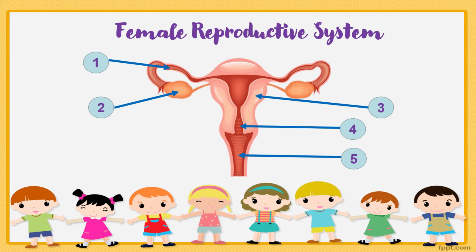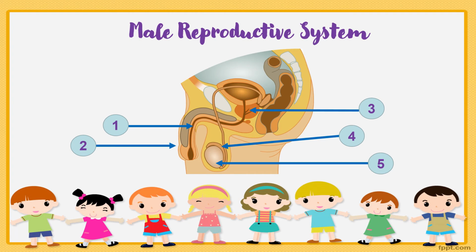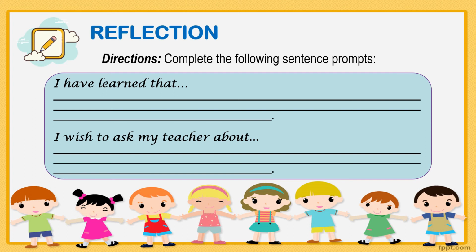You can use this diagram of the female reproductive system as your reference. And then, identify the different parts which are numbered from 1 to 5. We also have here the male reproductive system. Still, you are going to identify the different parts which are numbered from 1 to 5. Once you are done with your activity, you can write down your reflection by completing the following sentence prompts. I have learned that. I wish to ask my teacher about.